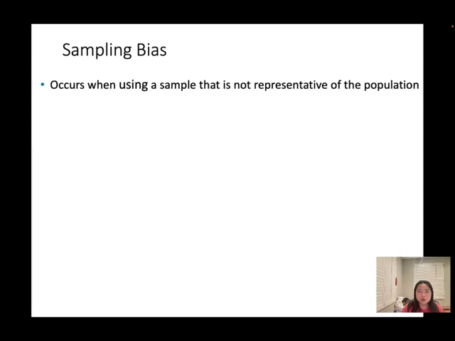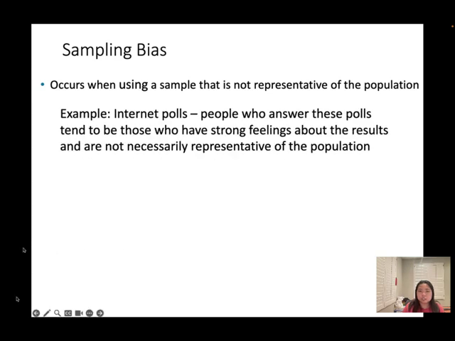Sampling bias occurs when using a sample that is not representative of the population. For example, internet posts. People who answer these posts tend to be those who have strong feelings about the results and are not necessarily representative of the population. Sometimes when you guys open some website, a survey could pop up on the screen. Some people like the topic, they may feel interested, then they could click on it. Some people may say, hey, this is none of my business, and they may just go away. So we call this the sampling bias.